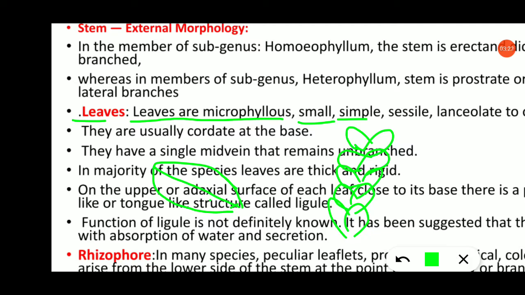Then the leaves are sessile. You know that a stalk at the base of the leaf is known as the petiole. When this petiole is absent in the leaves, these leaves are known as sessile leaves. As you see the leaves of the pteridophyte, there is no stalk, there is no petiole, therefore the leaves are sessile.